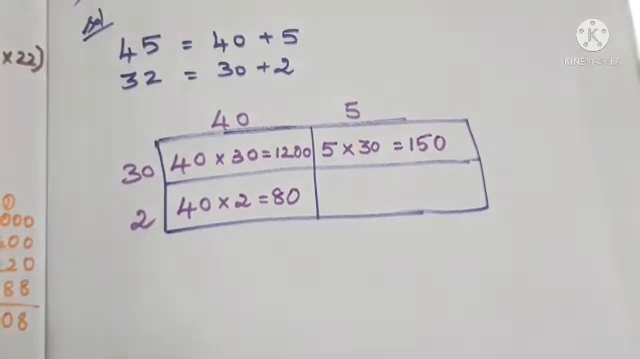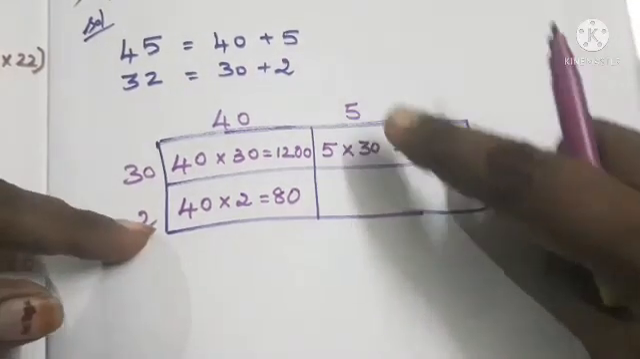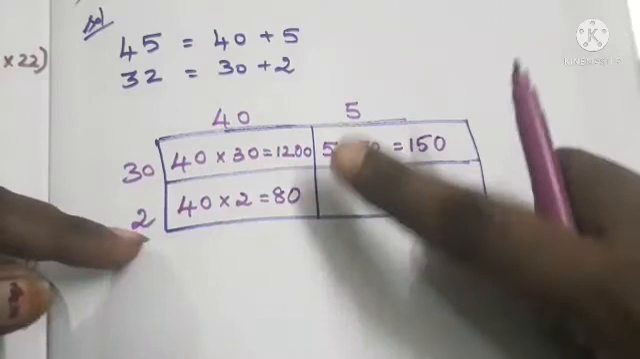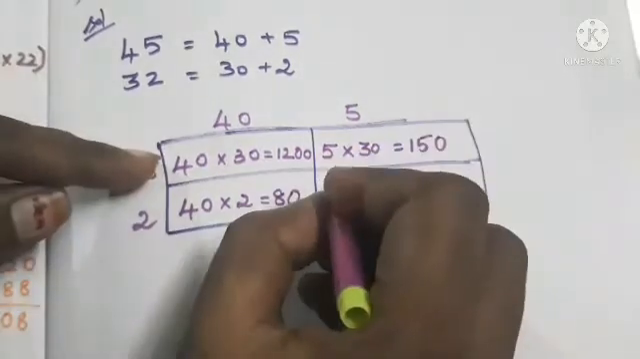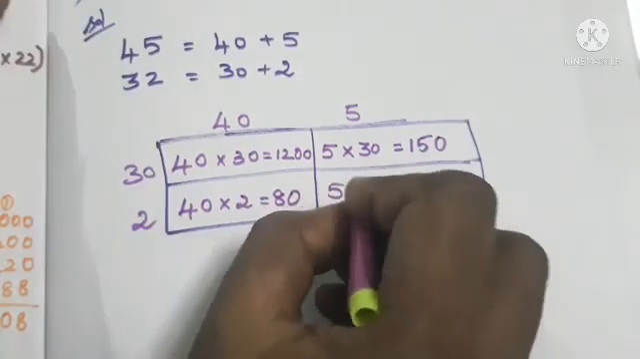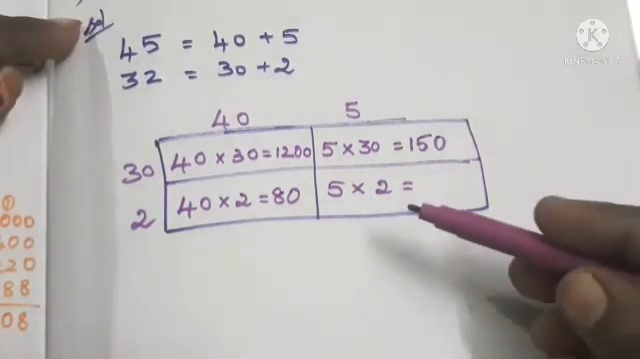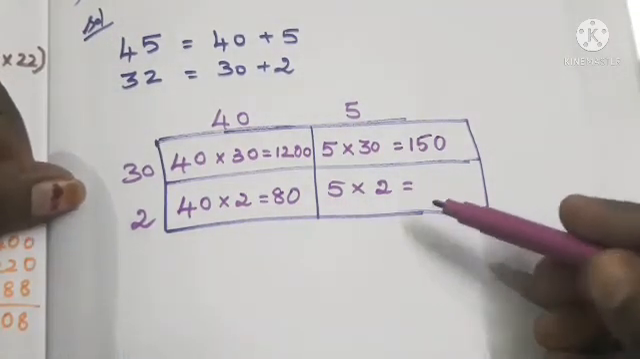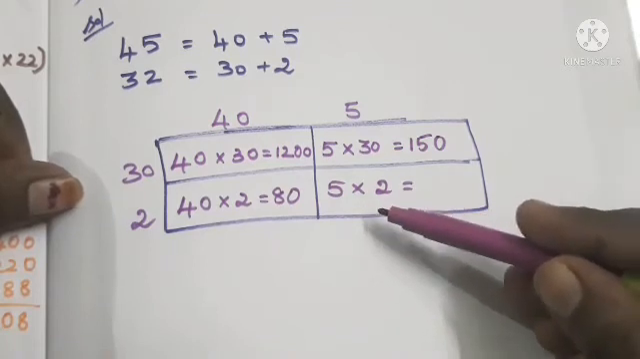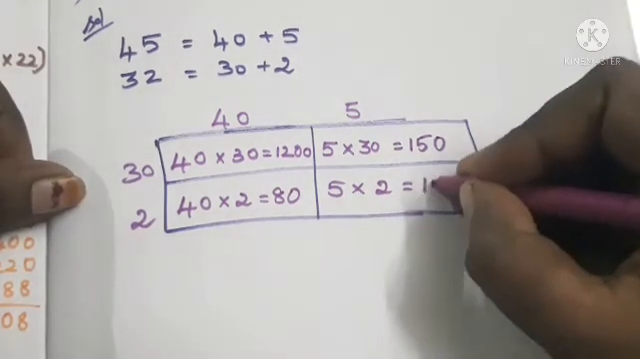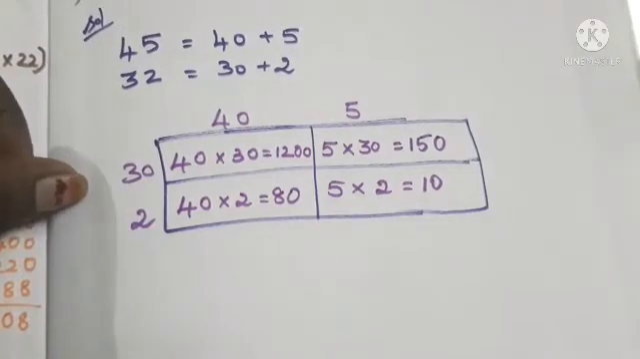Okay, next we have to multiply these two numbers because this box is common to 5 and 2, so we have to multiply 5 into 2. Here we have no zeros in the ones place, in the two numbers we have no zero, we just have to multiply 5 and 2. So 5 2s are what? 10. So we got 10. Okay, have you understood this?